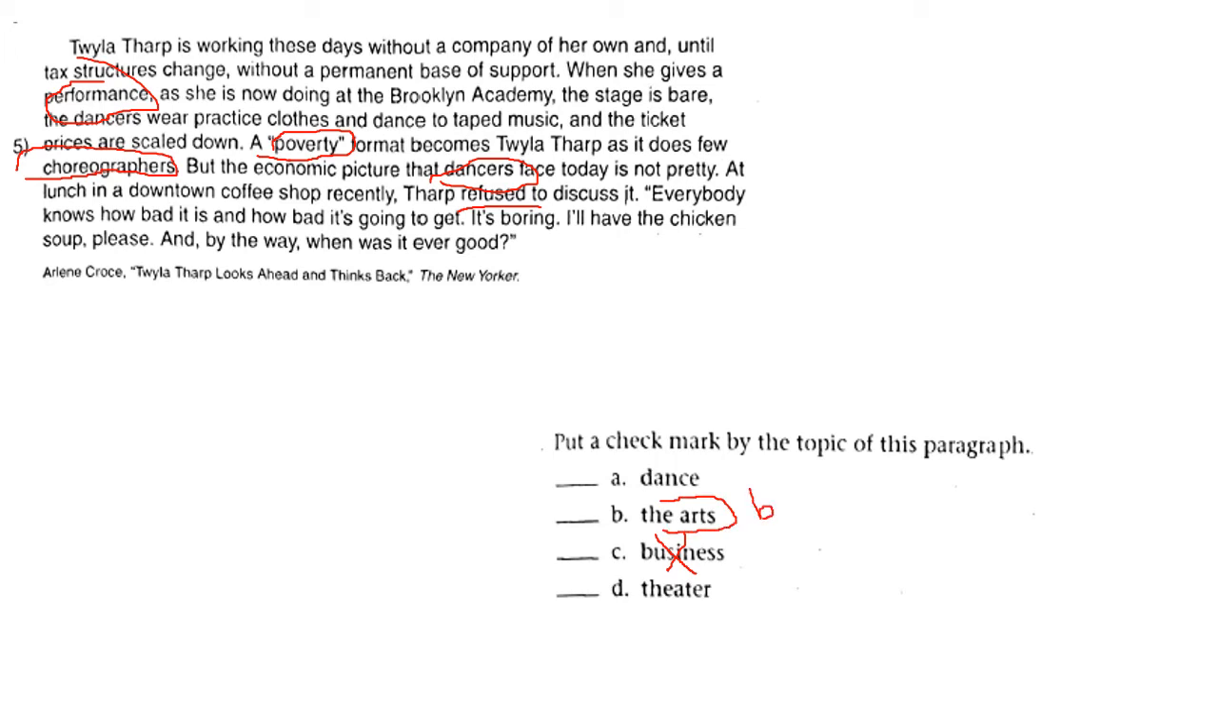Think about the way: main, broad, narrow. So the arts would be too broad. The arts would include music, painting, acting, dancing. These are all types of performance, types of art. But Tharp is a dancer, and she has dance performances that are poverty format. Theatre would be more about acting. So the correct answer is dance.